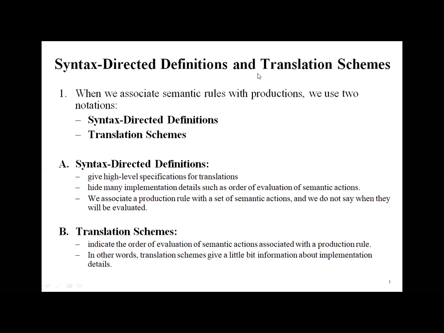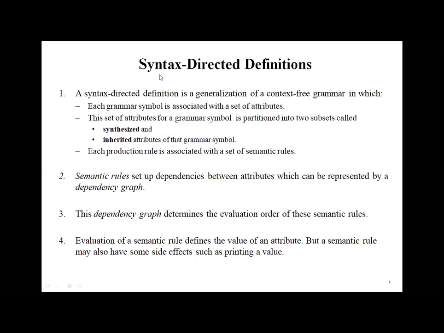So there is a syntax directed definition and translation. Basically, there are two notations. Definition gives some specification, and translation gives some order of evaluation. Now, before coming to an example, the syntax directed definition has two types of attributes: synthesized attributes and inherited attributes. There should also be a dependency graph, and this graph determines the evaluation order of the semantic rules.